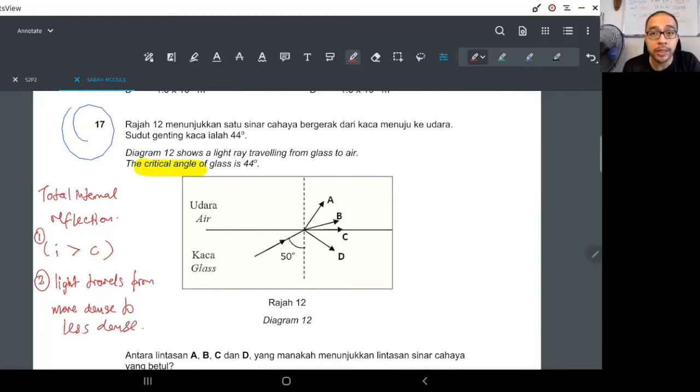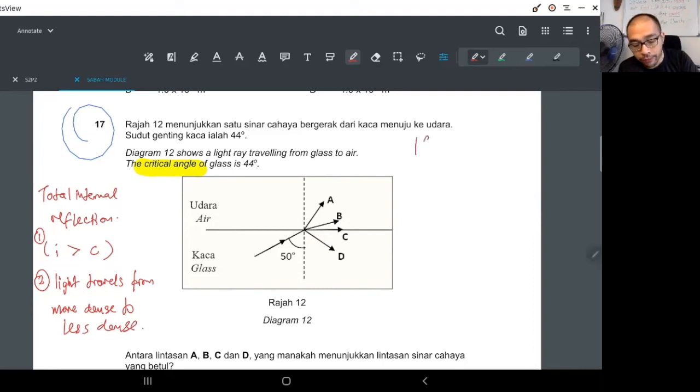In order for total internal reflection to happen, the light must start from a more dense position, for example inside glass, and want to go into a less dense one, which is air. Like in this case, I want to go from glass into air. When that happens, the light will not be allowed to travel into the air. It will be reflected back because the incident angle is more than the critical angle. Okay, ini dua syarat mesti dipenuhi baru dia akan terpantul.